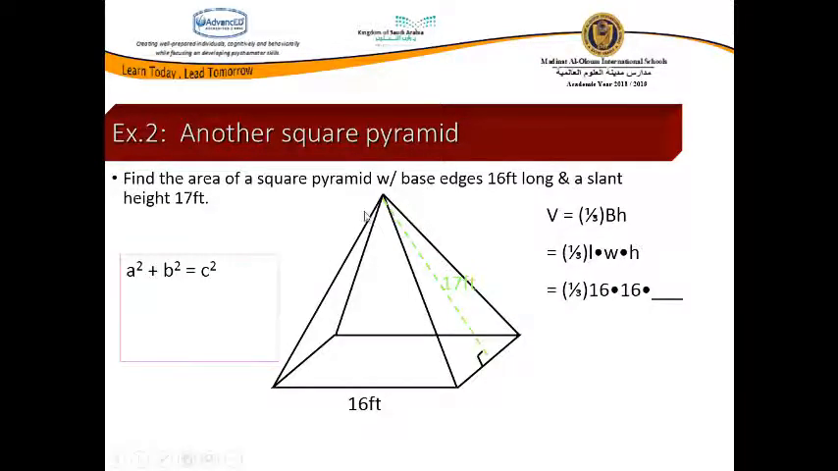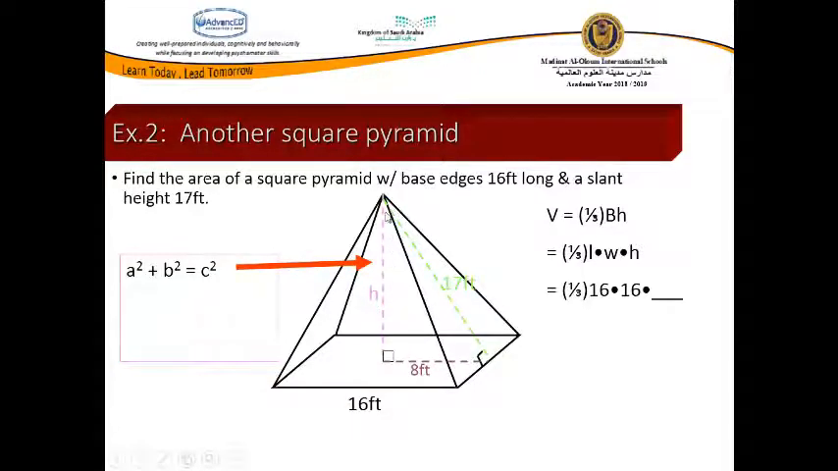To find the height of the pyramid, we will draw a right triangle from the center of the base using this height, and we can apply the Pythagorean theorem if we know that this radius, or half the side of the base, half of 16 is 8. Then our right triangle has the hypotenuse 17, this leg 8, and the other leg is our height of the pyramid. Then we can find this height using the Pythagorean theorem.